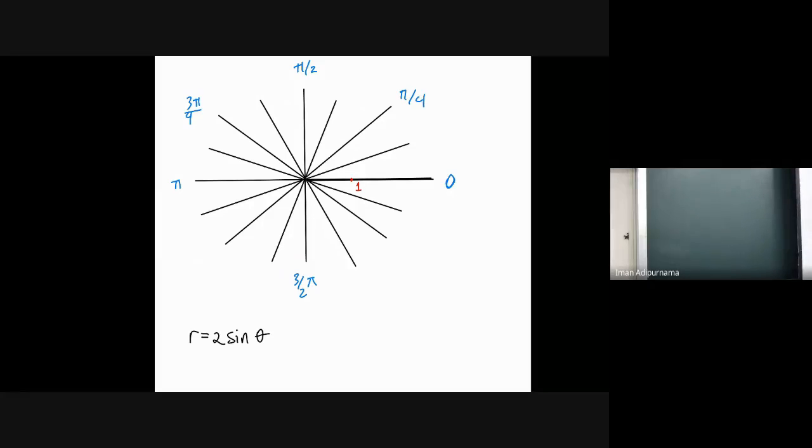This is pi over 6. Sine of pi over 6 is a half, right? So if it's a half, then it should be 1 here. It's starting to get 1 here. And then pi over 4 does the same thing. It has square root of 2 over 2, right? So maybe slightly larger, maybe here. And do the same thing.